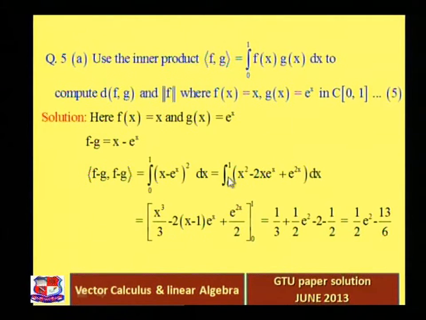So that is equal to integration from 0 to 1. Now (a minus b) whole square is a square minus 2ab plus b square. So using that formula, we get x square minus 2x e raised to x plus e raised to 2x.